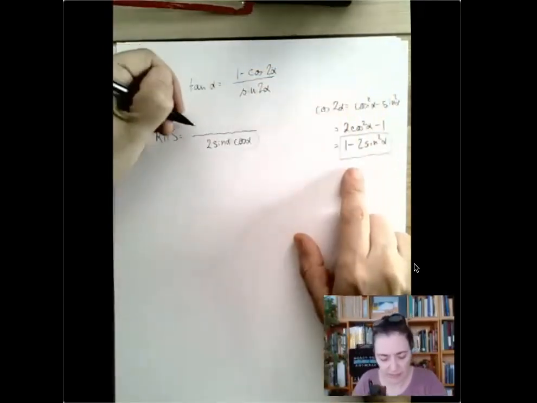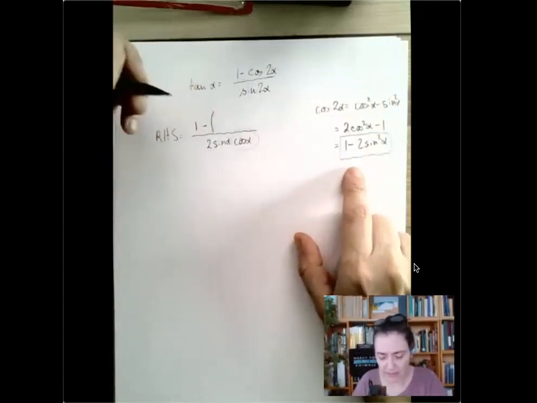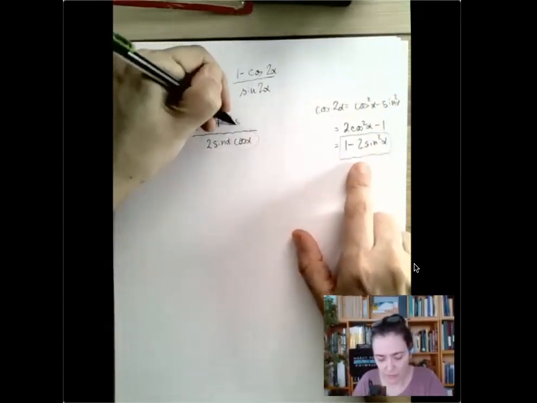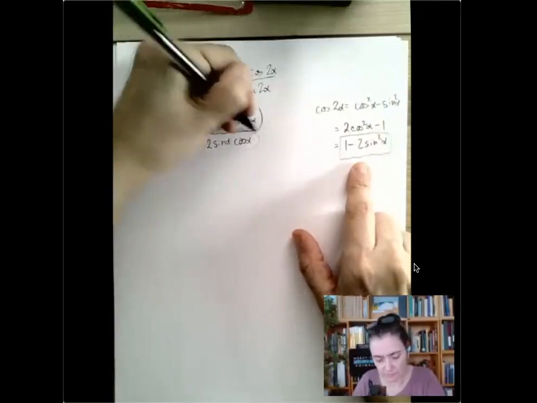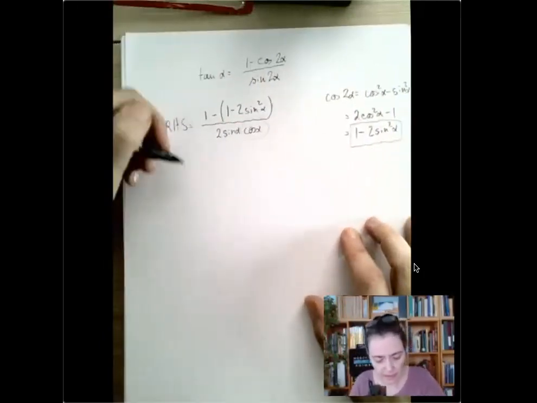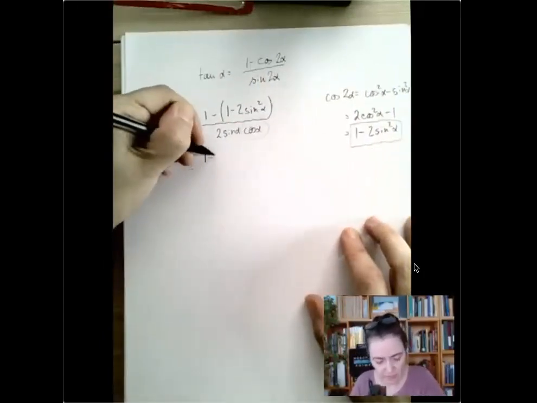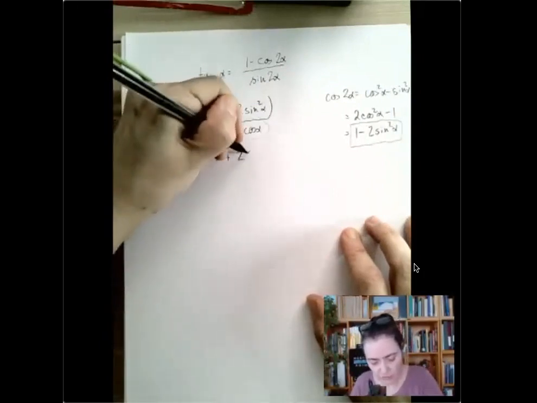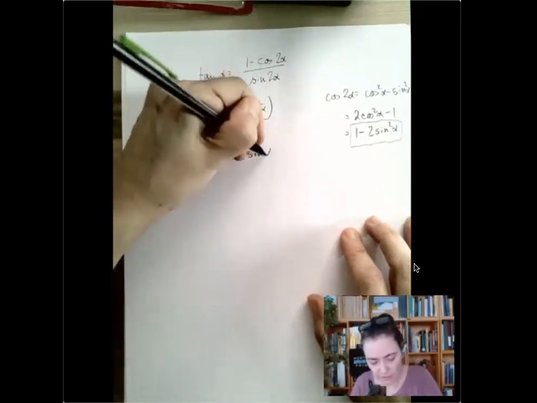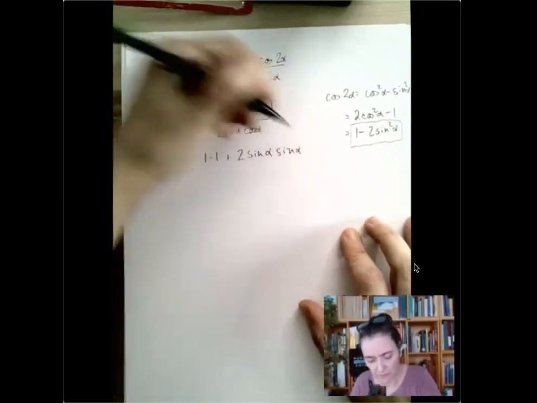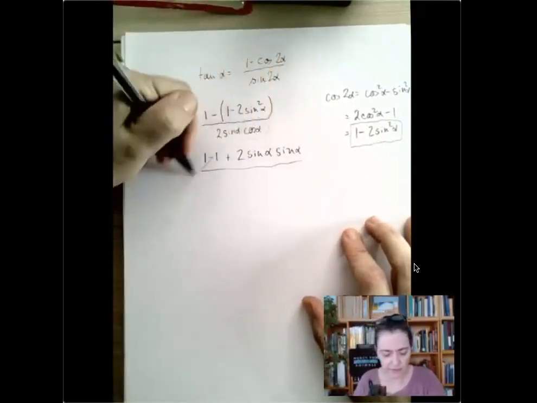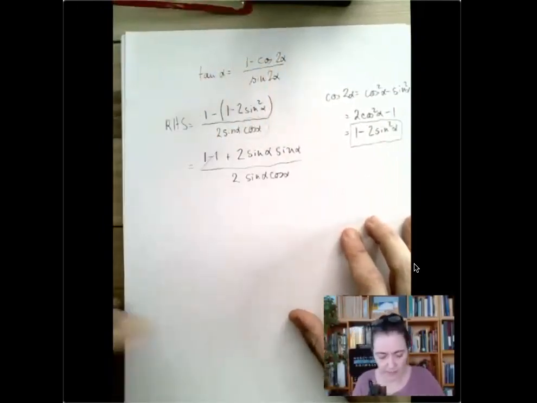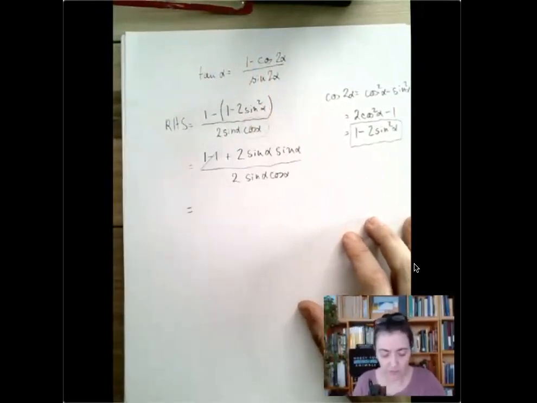So let's try 1 minus, in the parentheses, 1 minus 2 sine squared alpha. And then we have 1 minus 1 plus 2 sine squared alpha, which I'm going to rewrite as sine alpha, because these two cancel. And so what we have is tangent alpha.